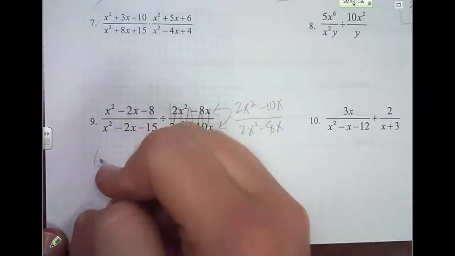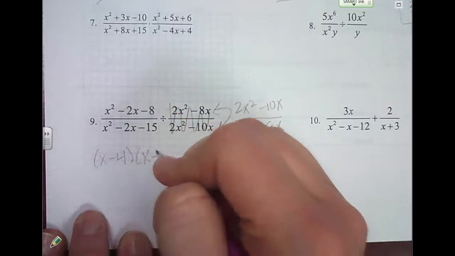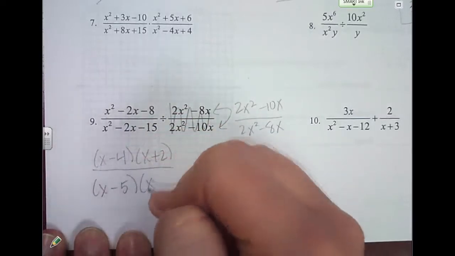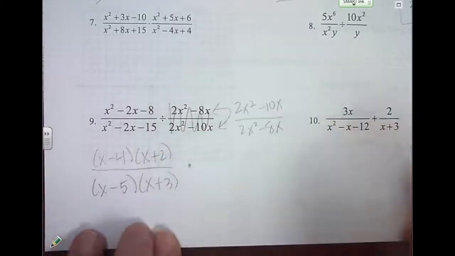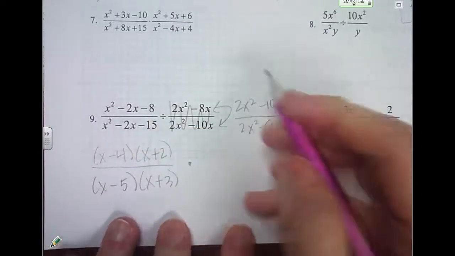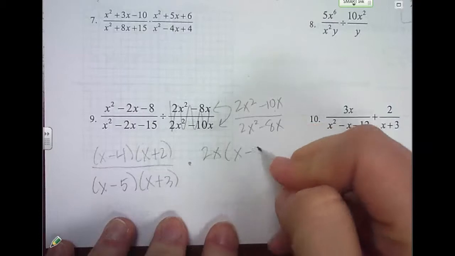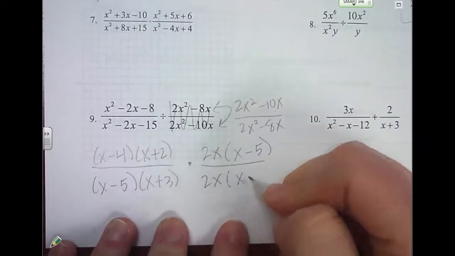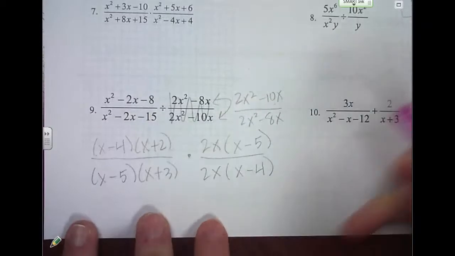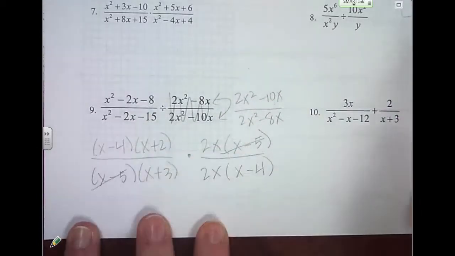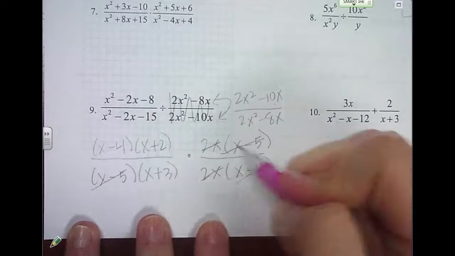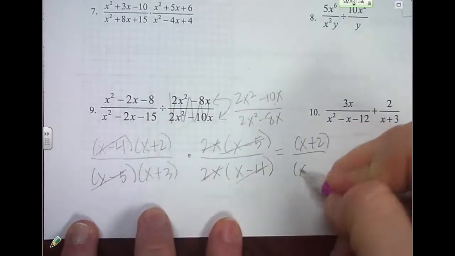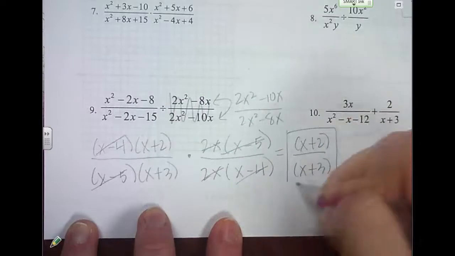This top left would factor to be x minus 4, x plus 2 over x minus 5, x plus 3. Now I'm multiplying. So here I can just take out a GCF of 2x, and I'm left with x minus 5. Here I can take out a GCF of 2x, and I'm left with x minus 4. So the x minus 5's cancel, the 2x's cancel, the x minus 4's cancel. So I'm left with x plus 2 over x plus 3.